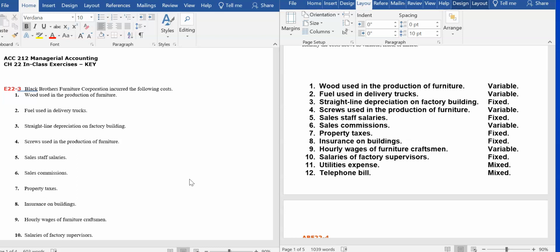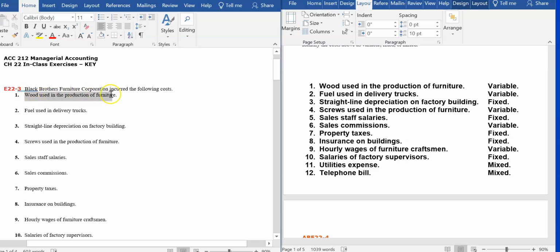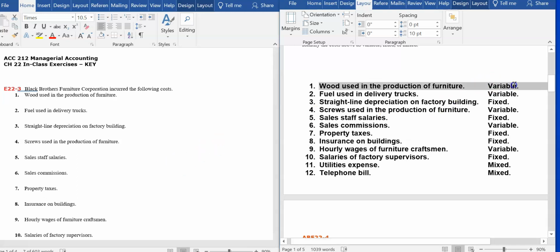Taking a look at this first problem, this is going to have us thinking about costs from this new perspective. So this furniture company incurred the following costs. The first one they incurred was wood used in the production of furniture. Any wood used in the manufacture of the furniture is going to be a variable cost, which means it varies with the level of activity. And the level of activity here is making furniture. The more furniture produced, the more the wood costs go up.